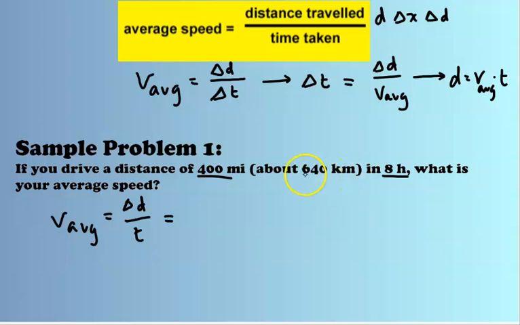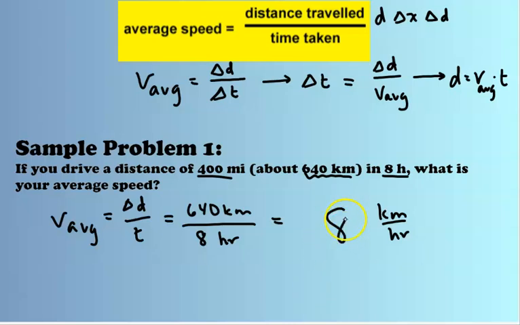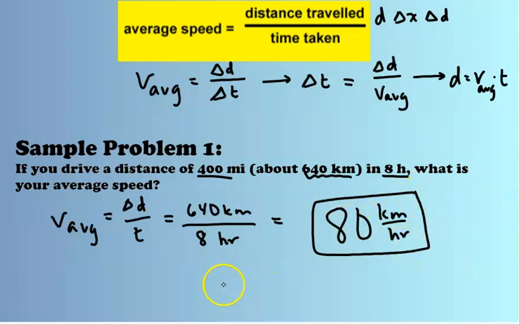That's fine if you're only giving that. But usually when you're giving some metric stuff, please try and use this one. So 640 kilometers, and it's during an 8-hour period. Please show your units in these so that you can see exactly what the units of your answer are going to be. When you do these calculations, that's pretty nifty. I can already see that I've got kilometers per hour. So 640 divided by 8 is 80. 80 kilometers per hour, and that's a good answer. That is our average speed.